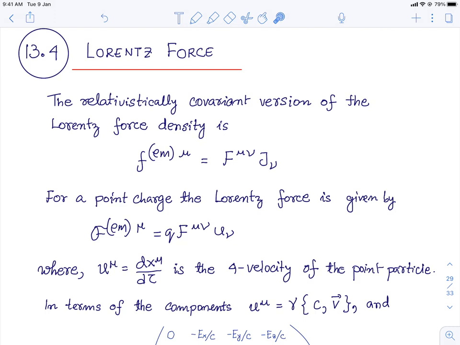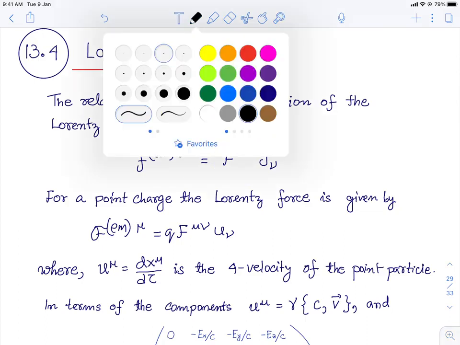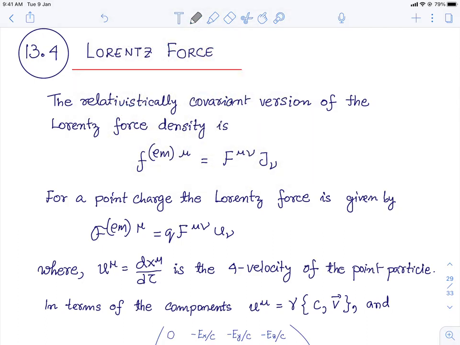Basically, the Lorentz force takes the form that it is given by this 4 vector. If you take the field strength and take this mu index and contract it with the current here, this is what gives you the Lorentz force. So if you write this component out, you will see that this should come out to be proportional to rho times the E vector.